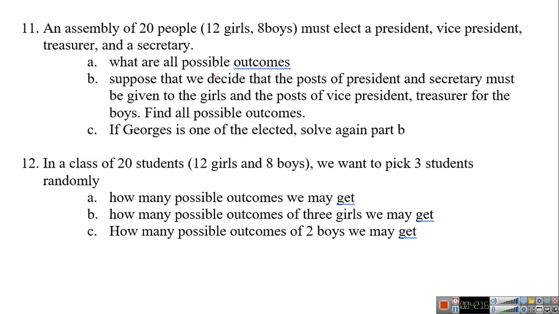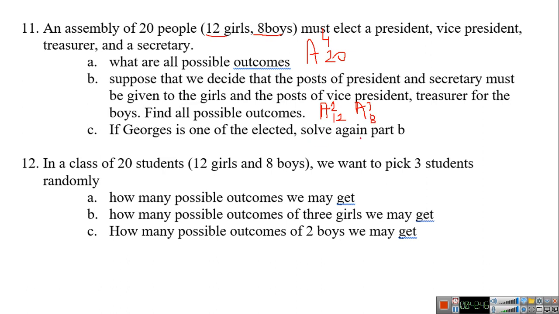An assembly of 20 people, you have 12 girls and 8 boys. Must elect president, vice, treasurer. We talked about it. So here, how many possible? So arrangement, I have 4 to select, 4 out of 20. Suppose that we decide the posts of president and secretary be given to girls. So I have 12 girls, arrangement 2 out of 12. And the other for the boys, so 2 out of 8.